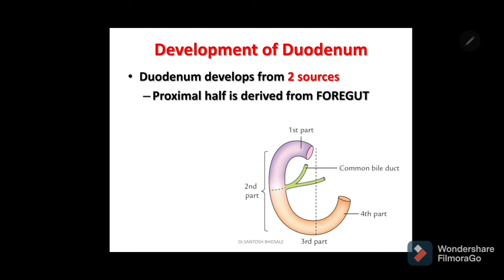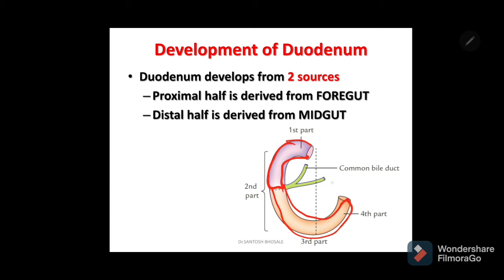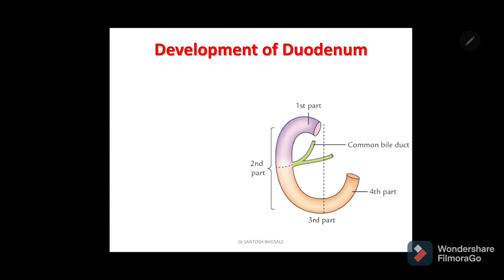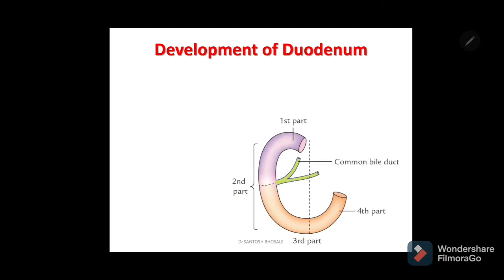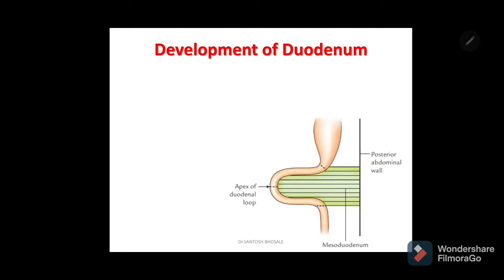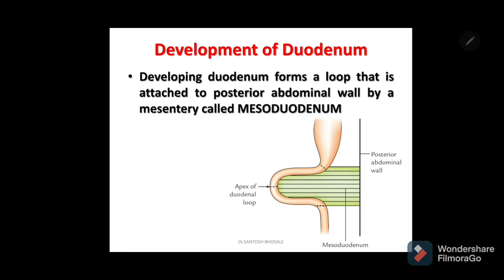So duodenum developed from two sources. The proximal half is by the foregut, the distal half is by the midgut. So this is the foregut portion, this is the midgut portion, then the junction is there between them. So the first part and the second part of the duodenum up to the opening of the common bile duct is derived from the foregut, and the second part of the duodenum below the opening of the common bile duct, third and fourth portions are derived from the midgut.